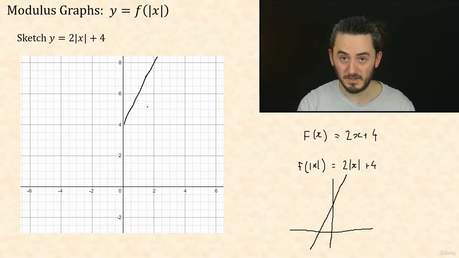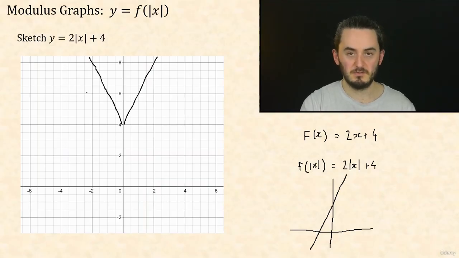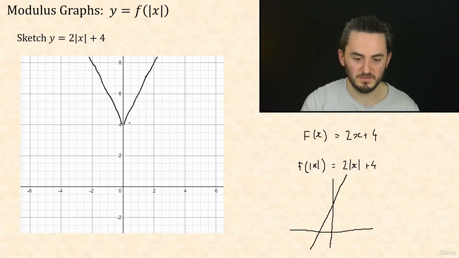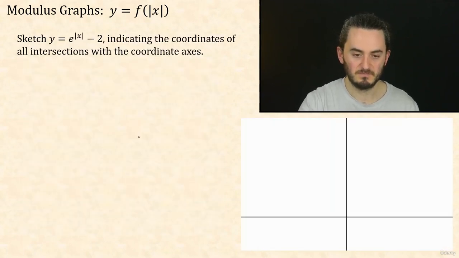And we forget about the left-hand side and we copy this right-hand side over onto the left-hand side to get this. Okay, and we should put in our coordinates. Obviously, we can see that that point there is 0, 4. Okay, so slightly unusual process, but we'll do a few more examples.